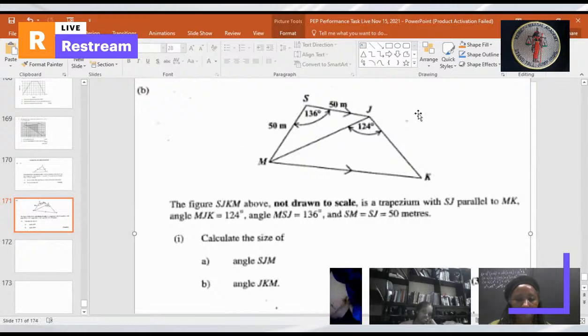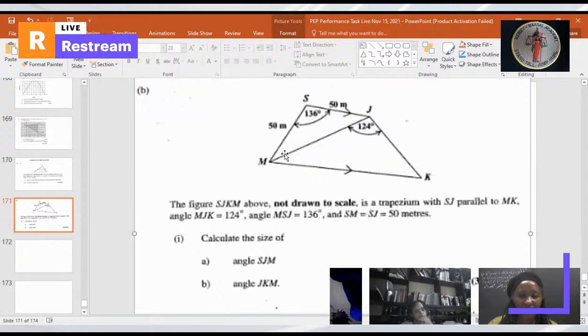Miss, would we have to convert the meters to degrees? I'm not hearing you now, John, for some reason. Miss, I was asking if we're going to have to convert the meters to degrees. We don't convert meters to degrees. Okay, Miss. All right, so listen up.